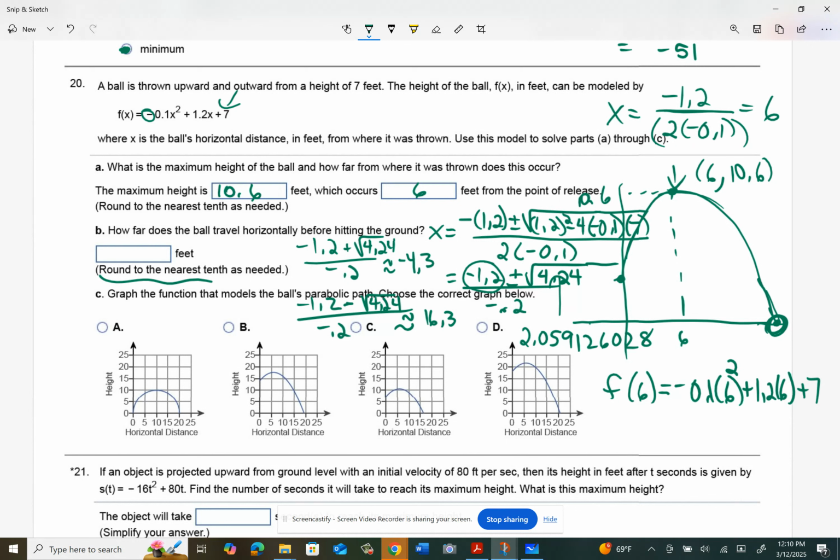Okay, so where that negative 4.3 comes from is if that quadratic function was drawn, it would have hit here, and the quadratic function would have had two x-intercepts, but that one wouldn't have made sense. So the answer should be the 16.3 feet. Okay, 16.3 over there. Okay, so really it works best just to type these in right here.